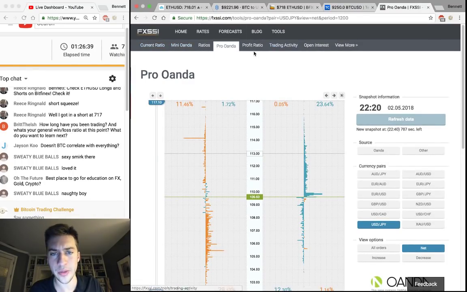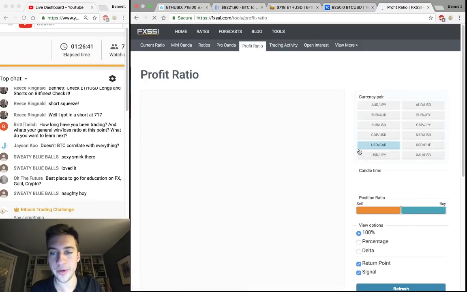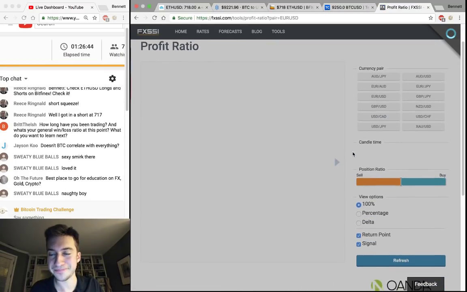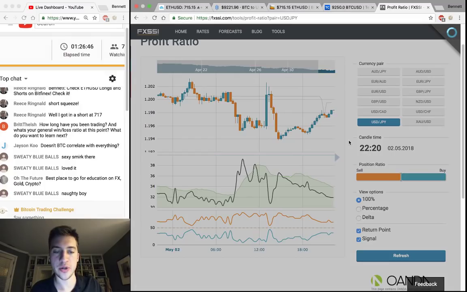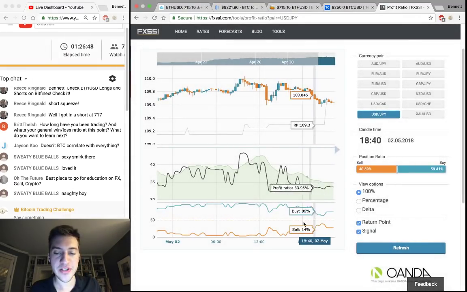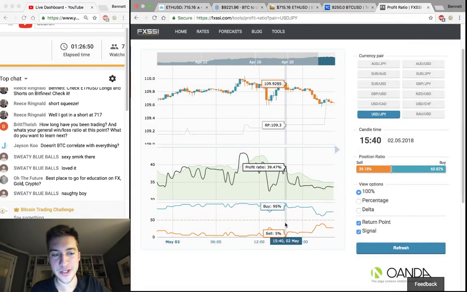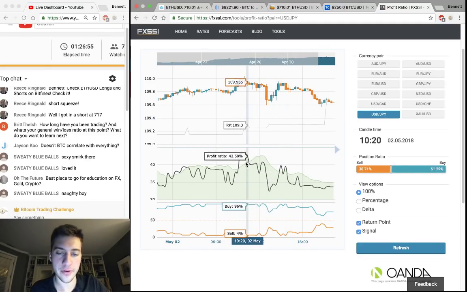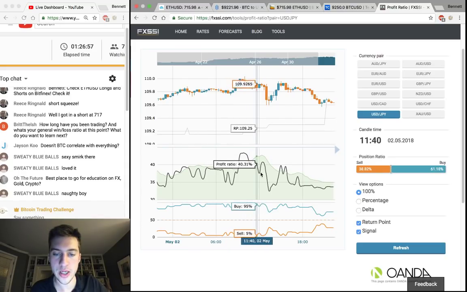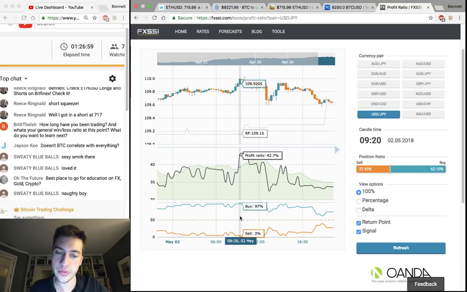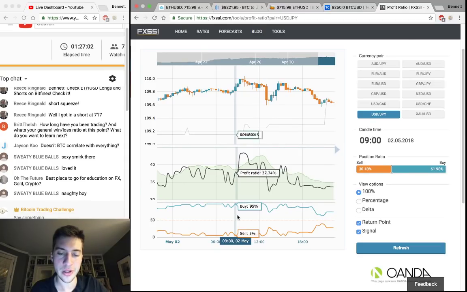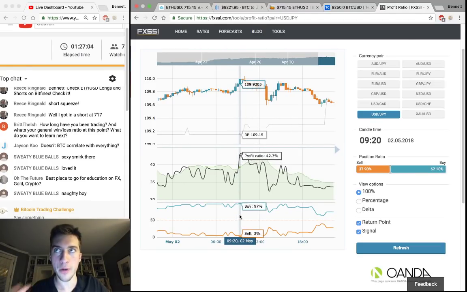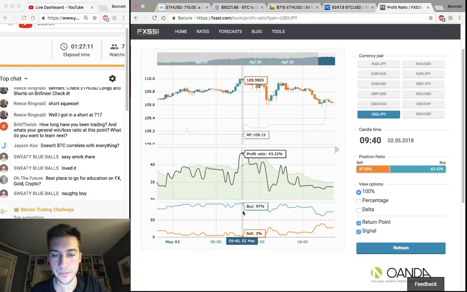And then there's some other great ones as well. My favorite being the profit ratio that I used to trade with all the time. If you go to the profit ratio in USD JPY, this is the amount of profitable long positions and profitable short positions, and also the overall profitability of all traders within the exchange. Whenever this gets very high, like when 97% of the market that is profitable are long, and only 3% of the market that is profitable is short, then this is a pretty good spot to short.